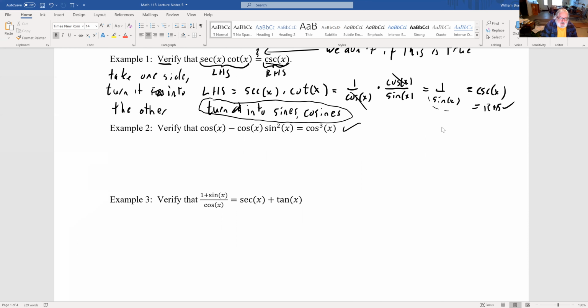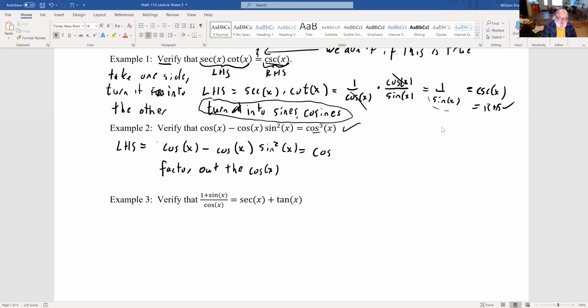So the left-hand side is more complicated than the right-hand side. I didn't know what to do with cosine cubed, so we'll start with the left-hand side. And that's equal to cosine x minus cosine x times sine squared of x. There's a couple of things we can do, but one is, remember some algebra, you can always factor, right? And that comes up in a couple of different cases. So we can factor out the cosine x.